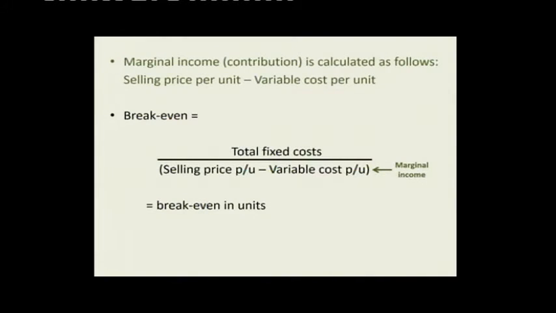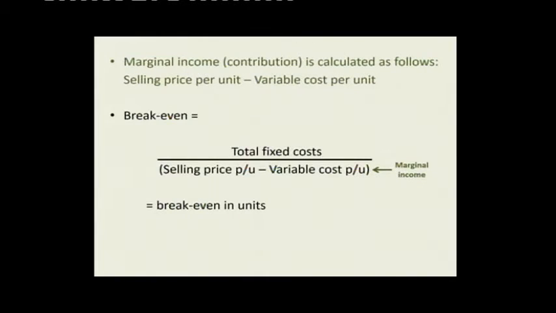You must take total fixed costs. Another word for marginal income is contribution. Your teachers might have explained to you the word contribution, but marginal income is the same word. How do you get contribution? Selling price per unit minus variable costs per unit. And girls and boys, this information will always be given to you. So you take your total fixed costs over your contribution to get your break even per unit.